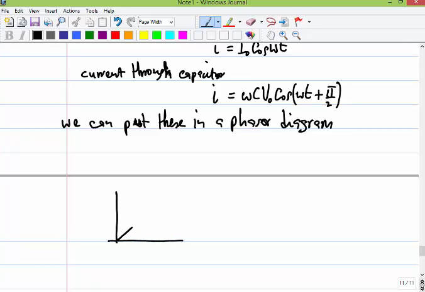This is what we had for the phasor. For the voltage across the resistor, we had VR. The current is in the same direction. This is for the resistor. And for the capacitor, we said the current was leading the voltage by 90 degrees. So this was the voltage in the capacitor, and the current was this way. This is the current in the resistor. If we put them both together, this is what we shall have.